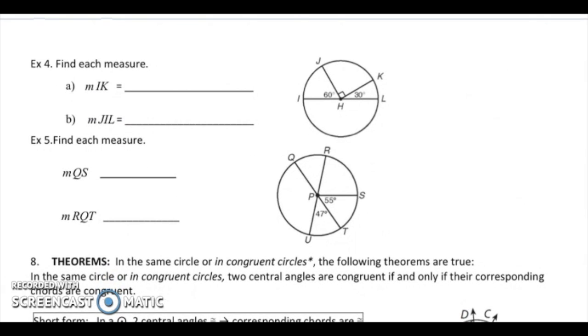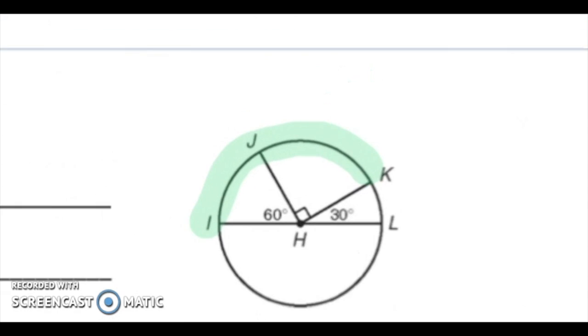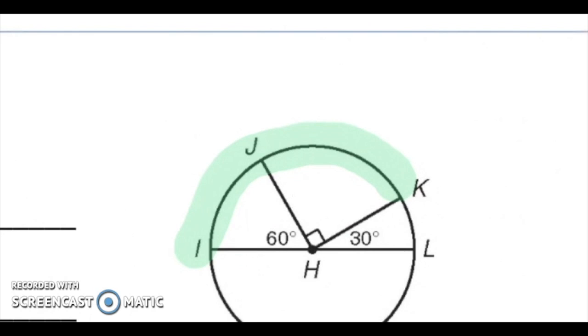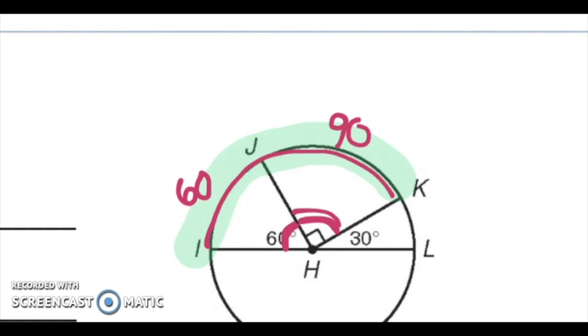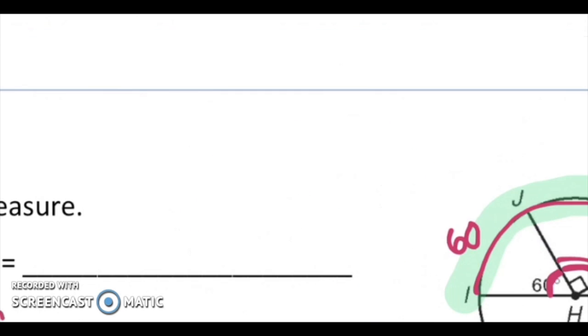So let's look at a couple examples. And again, my arc symbols got lost here. So I want the measure of arc IK. That is this whole arc. So to find that, I'm going to zoom in here. This central angle is 60. So I know this arc will have to be 60. This central angle is 90. So I know that this arc will have to be 90. So arc IJK will be the sum of those two arcs, which would be 150 degrees.